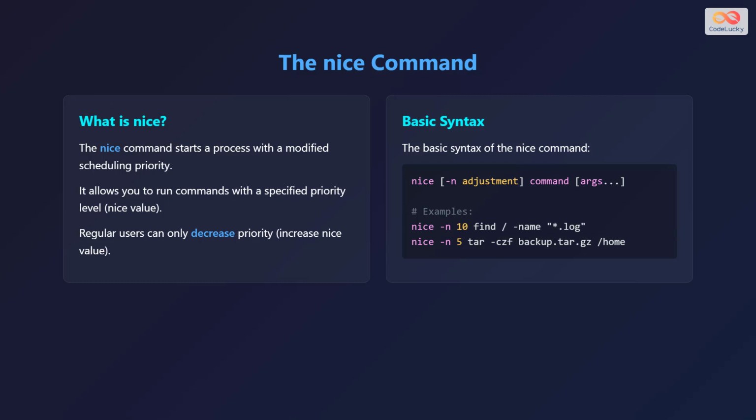The basic syntax of the nice command is as follows: nice, followed by the option -n for adjustment, then the command and its arguments. For example, you can use nice -n 10 find / -name "*.log" to find log files with a lower priority, or nice -n 5 tar czf backup.tar.gz /home to create a backup with a slightly reduced priority.